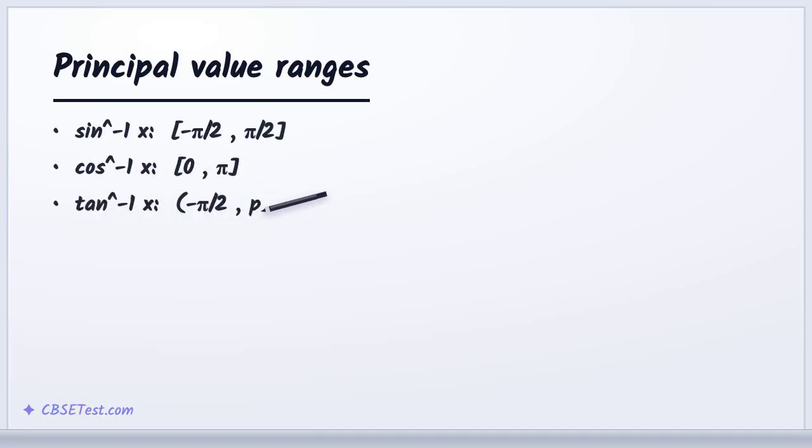Inverse sine returns an angle between minus pi by 2 and pi by 2, inverse cosine between 0 and pi, and inverse tangent strictly between minus pi by 2 and pi by 2.